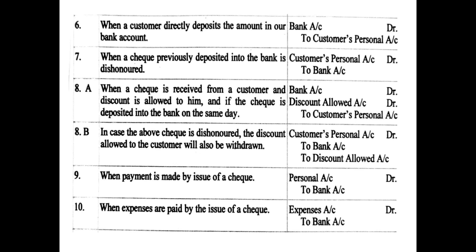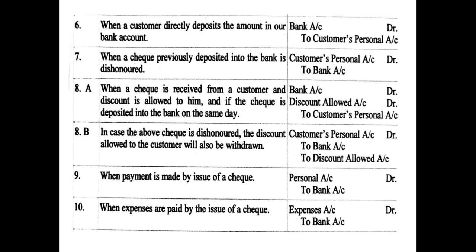And now where is this money coming from? This money is being deposited by a customer, being a personal account, the rule says debit the receiver and credit the giver. Now since the customer is depositing money in our bank account, that means customer is the giver, and therefore we will credit to customer. So the entry for when a customer directly deposits the amount in a bank account will be bank account debited to customer's personal account. And if the customer is a human being, we will not write the word account.